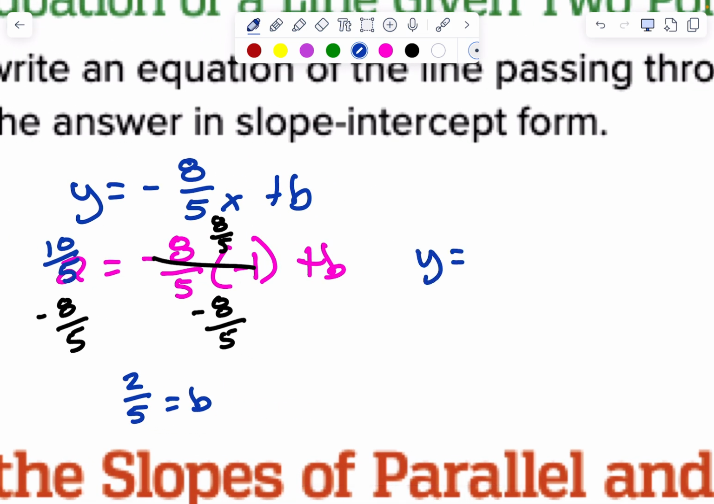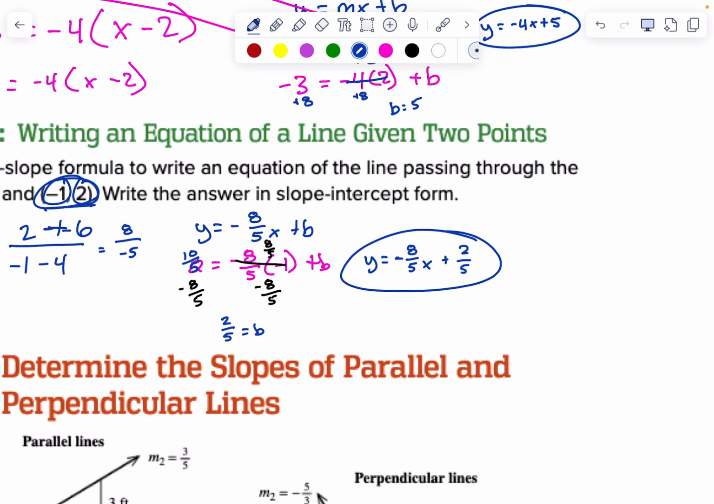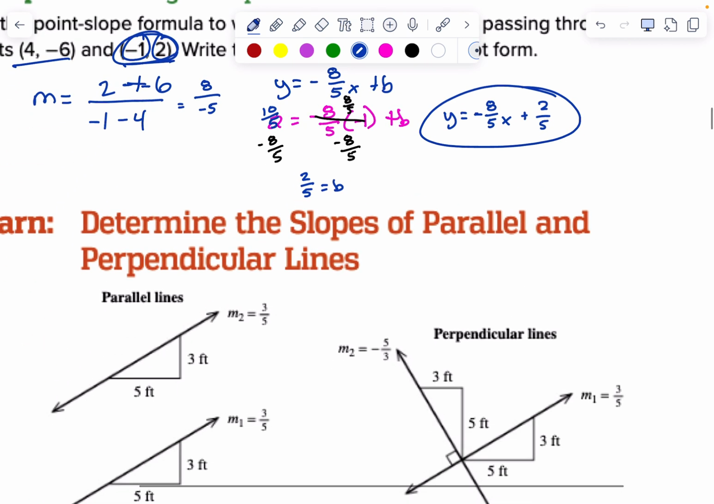Y equals -8/5 x plus 2/5. How about that? Okay, slope-intercept form. Beautiful. Okay. Now we're talking parallel lines and perpendicular lines.